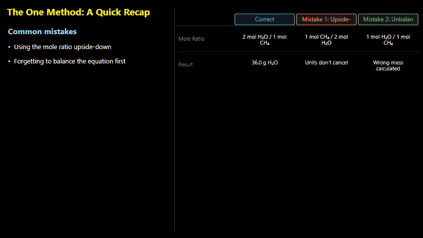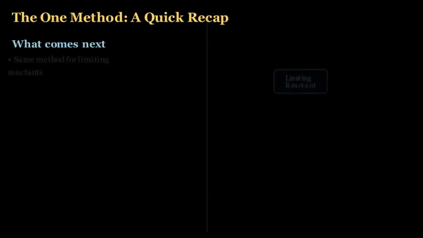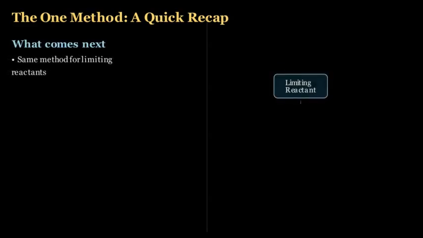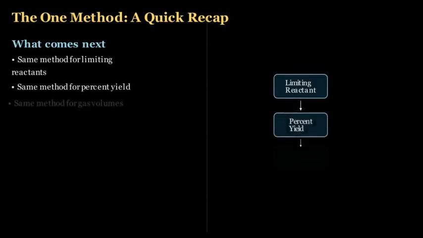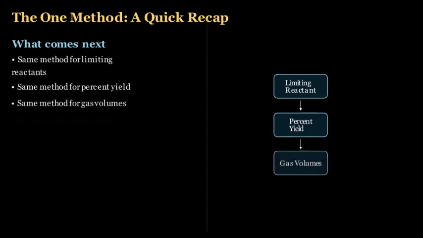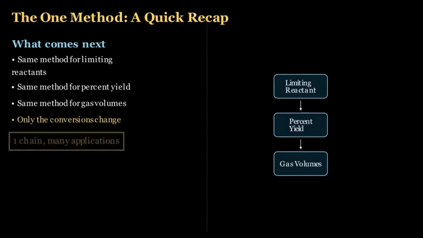Here's the best part, this identical 4-step method extends to everything else you'll do in stoichiometry. For limiting reactants, you run the chain for each reactant to see which one runs out first. For percent yield, you use the chain to find theoretical yield, then compare it to your actual yield. Even for gas volumes, the only thing that changes is the conversion at the ends. You might use molar volume instead of molar mass. The mole ratio bridge stays exactly the same. So the whole idea is, master this one chain, and you've mastered the core of reaction calculations.